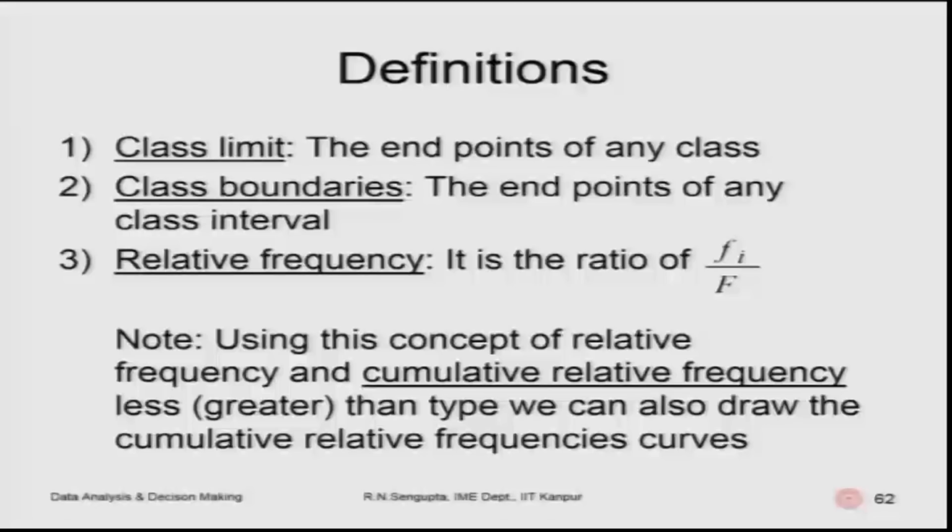Using the concept of relative frequency and cumulative relative frequency of the less than type or the greater than type, we can also draw the cumulative relative frequency curves, or the ogive curves. The ogive curves which you have drawn for the frequencies can be drawn in exactly the same manner using relative frequency, and the general characteristics of the curves would be the same. The intersection of the less than type and the greater than type ogive curves would exactly be the median point, about which I have been talking for the last few minutes.